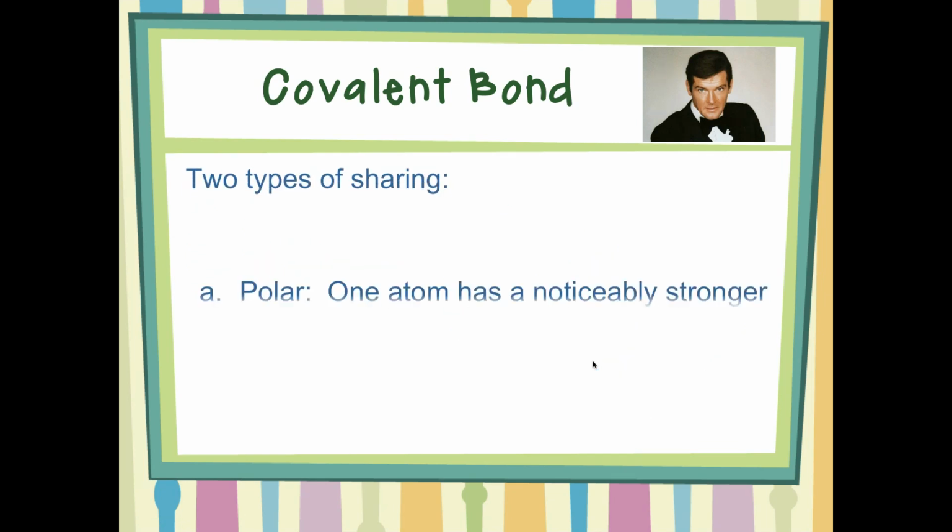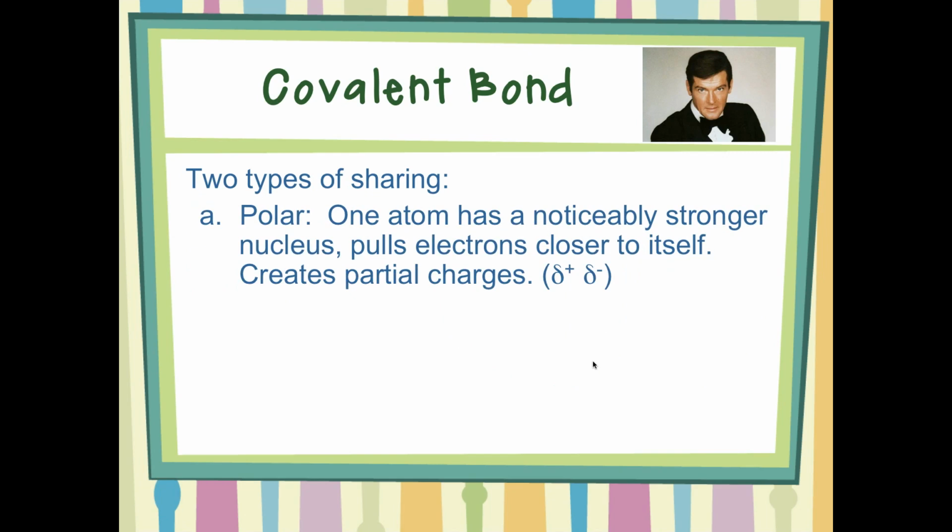So there's really two types of sharing. You get a polar covalent bond when one atom's nucleus is noticeably stronger, so it can attract or pull the electrons a little closer, and it creates partial charges. So not full ions, but these little symbols. It's kind of like a fancy D with a hook on the top, or like a fancy S, however you want to draw it. But it's the Greek letter delta, and it means it's a partial charge.